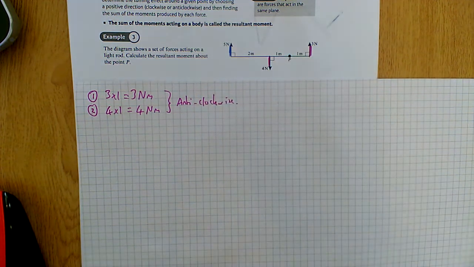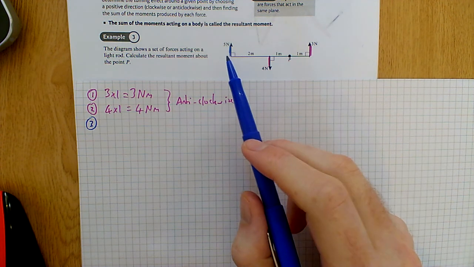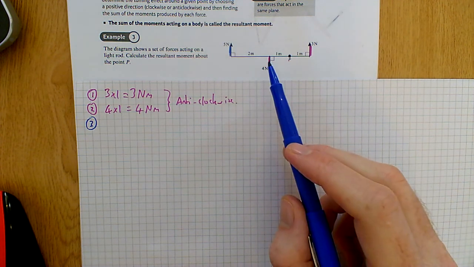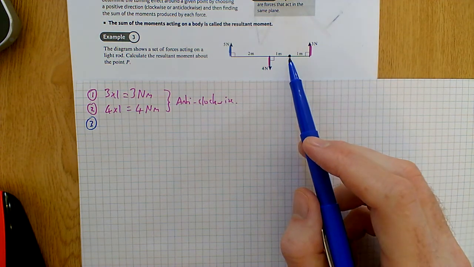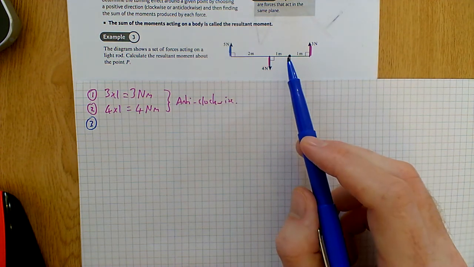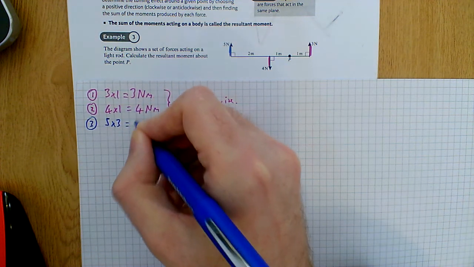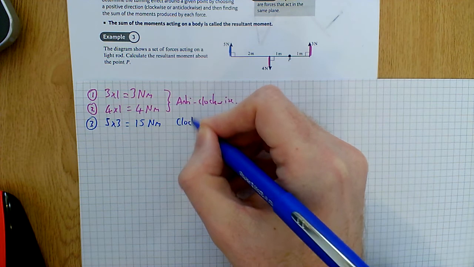Meanwhile, right, this blue one is right at the end, and we know it's going to turn it clockwise. The force is 5, and the distance, be careful here, it's not the distance from there, it's the distance from the pivot. Always the distance from the pivot. So it's 3 meters. So this is 5 times 3, which is 15 newton meters, and we've said already this is clockwise.